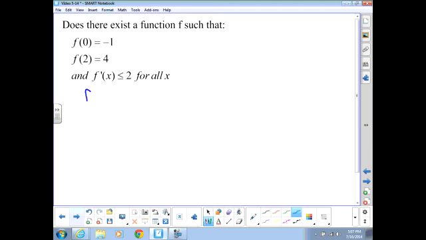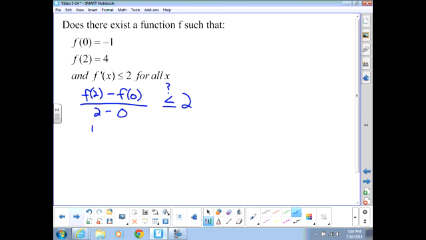So we're going to do f of 2 minus f of 0 over 2 minus 0, and we want to know, is it less than or equal to 2? The reason we want to know if it's less than or equal to 2 is because we want to know if the derivative is going to be less than or equal to 2. We know that change in y over change in x needs to equal the derivative at some point. So if that stays less than or equal to 2, then that could be a possible function.